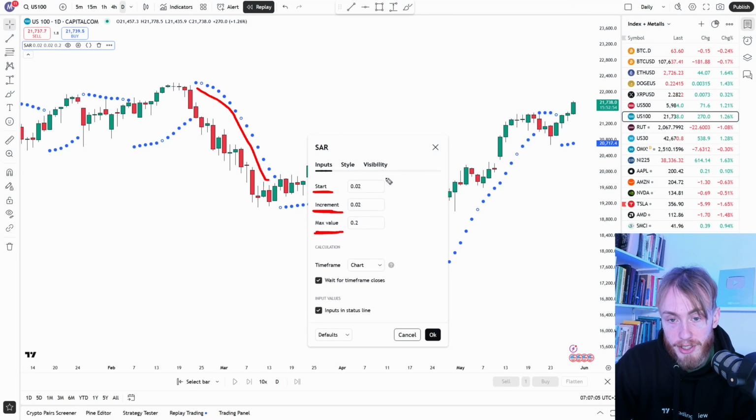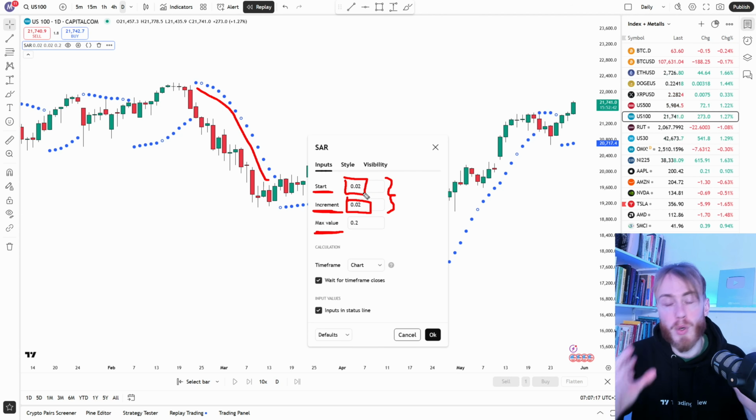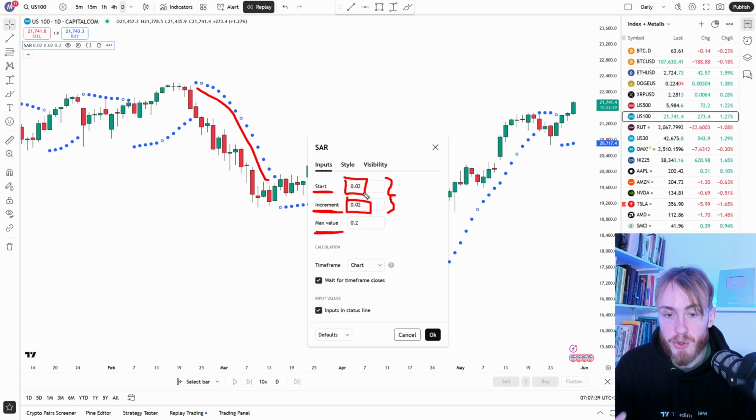And I can already mention here that most traders will have the start and increment at the same levels. You can see that the standard settings have 0.02 for both the start and increment. And for most settings, you will actually keep it at this because it makes the indicator simpler to understand. And this is also how Wells Wilder meant the indicator to work.